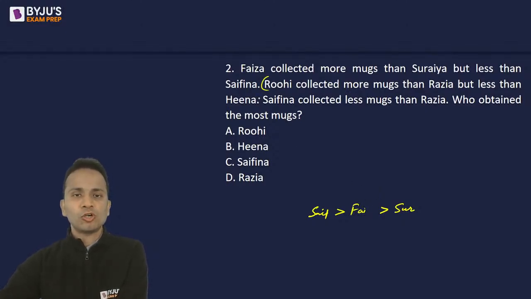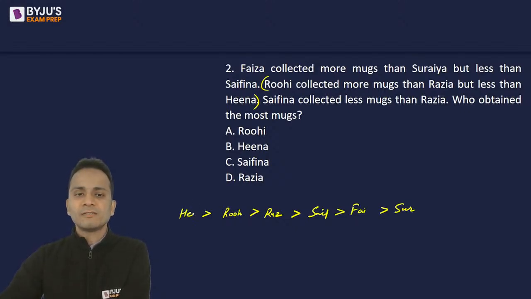I will not look at this statement right now because I don't have any interconnection. I look at the next statement. Sefina collected less mugs than Razia. Now I'll go back to the statement that I have left. Ruhi collected more mugs than Razia, but less mugs than Hina.